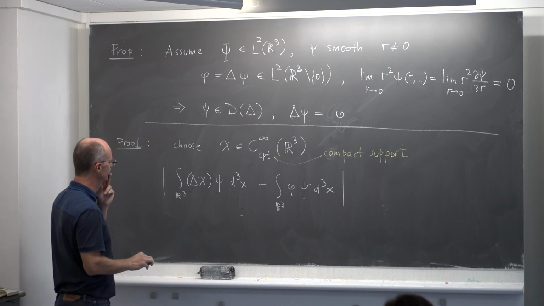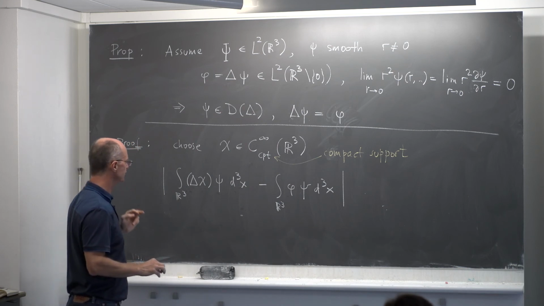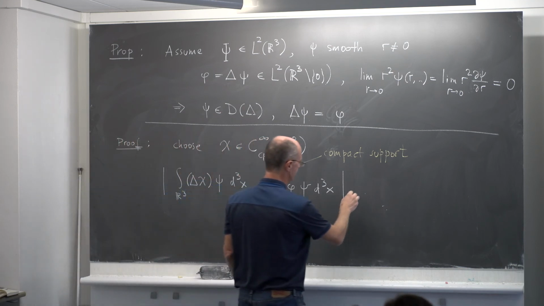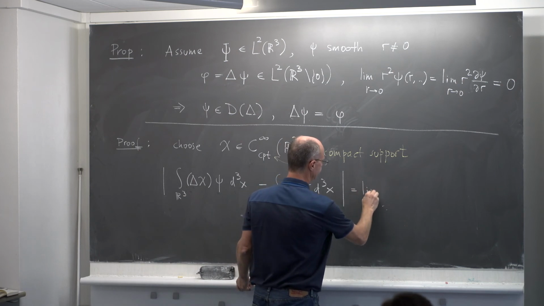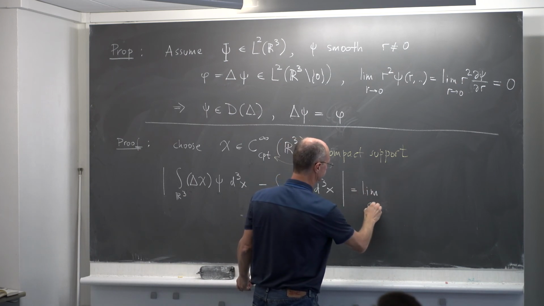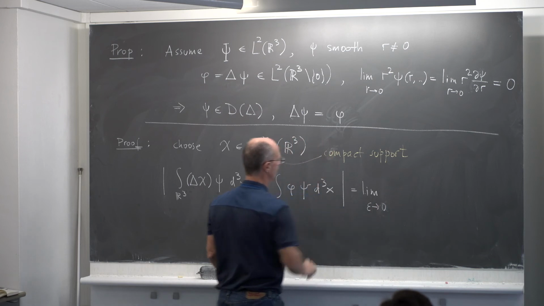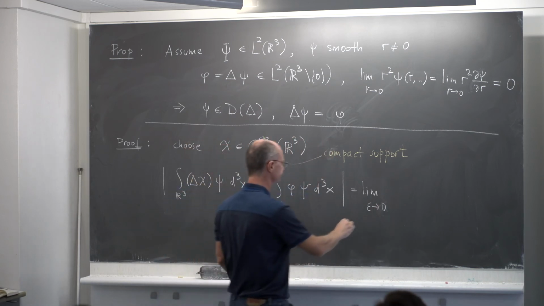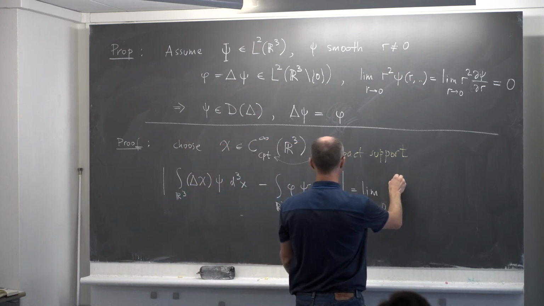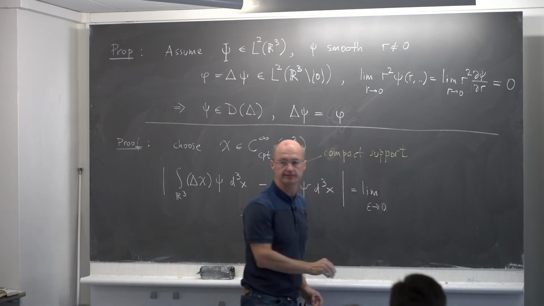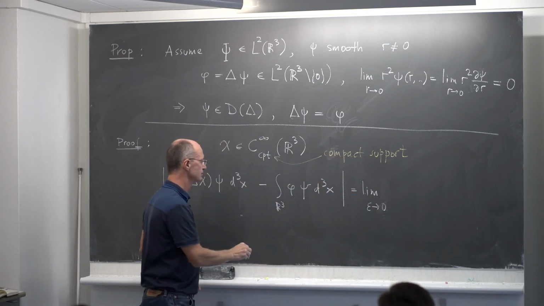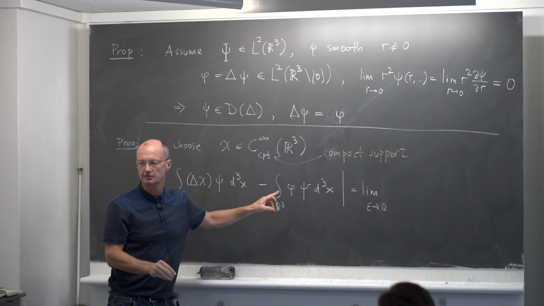Yeah, I would like to show that this is actually equal to 0. So I will write it as a limit. Epsilon goes to 0. Sorry? Where is epsilon? No, but there is no epsilon. Yes, at the moment.